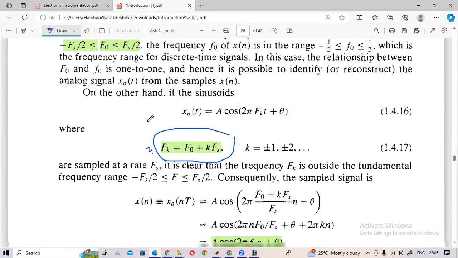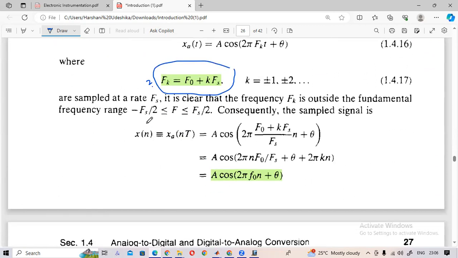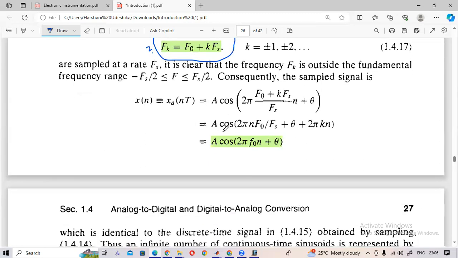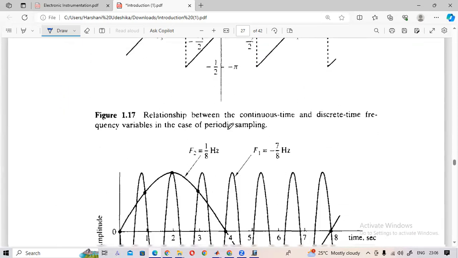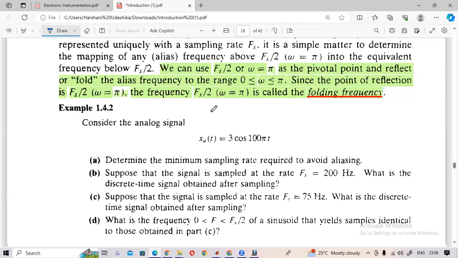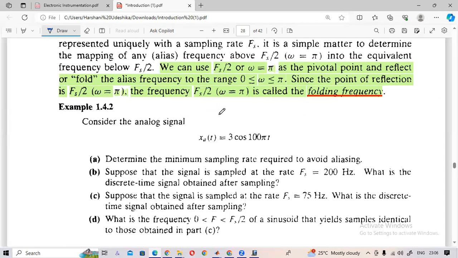The same thing is there. So try to substitute some values and try to understand by yourself. If you have any problem, you can ask me. Okay, that is one point.